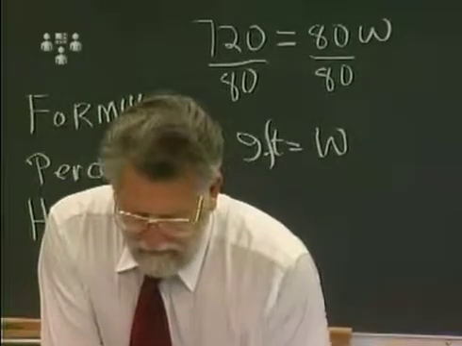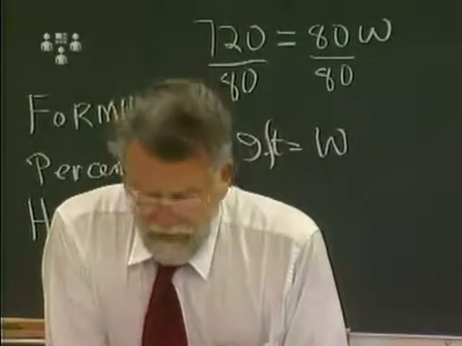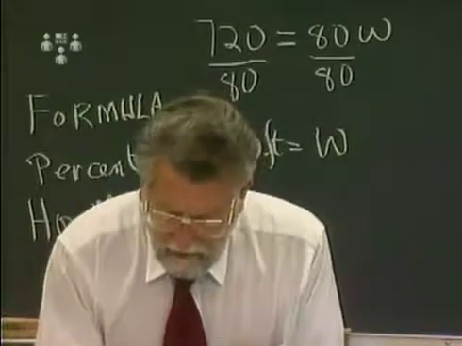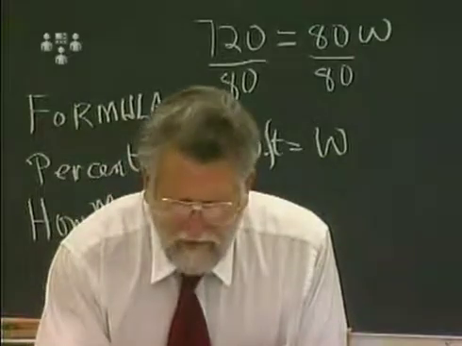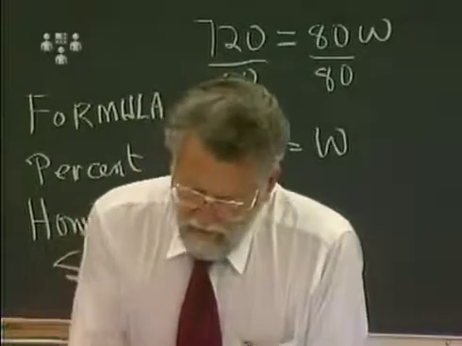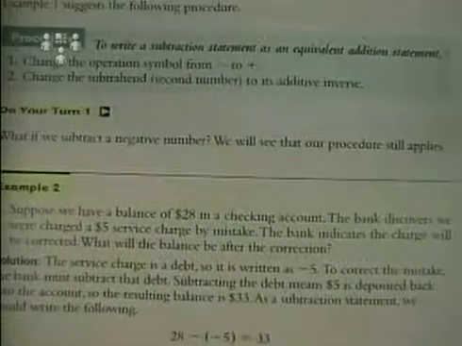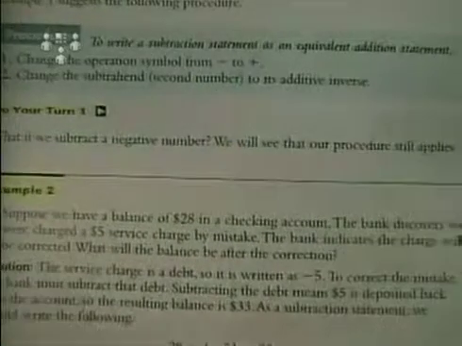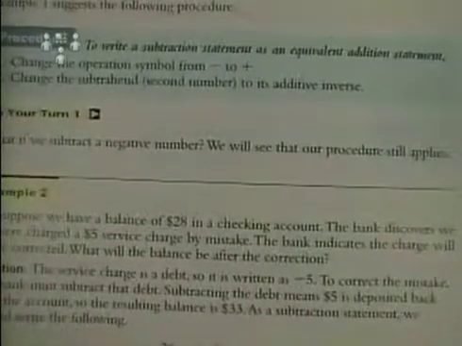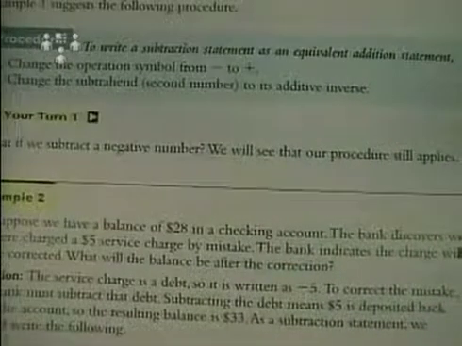I mentioned to you that subtraction is replaced by addition. And since I've talked about that, I'd like to at least show you where it is on page 115. The top of the page. To write a subtraction as a statement, as an equivalent addition statement, change the symbol from a minus to a plus, and then change the second number to its additive inverse. I want to leave that there.